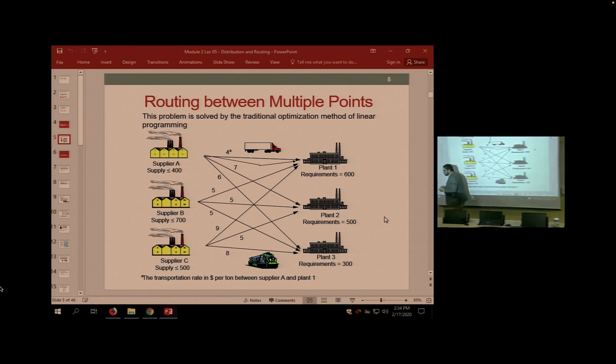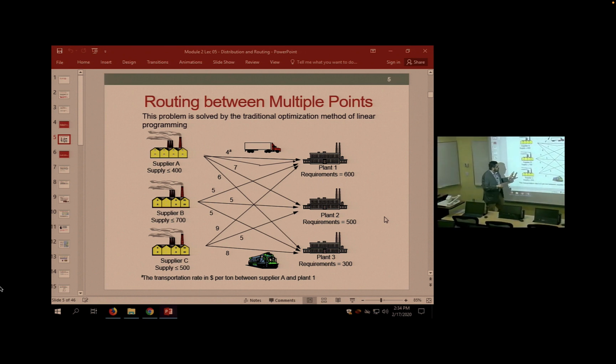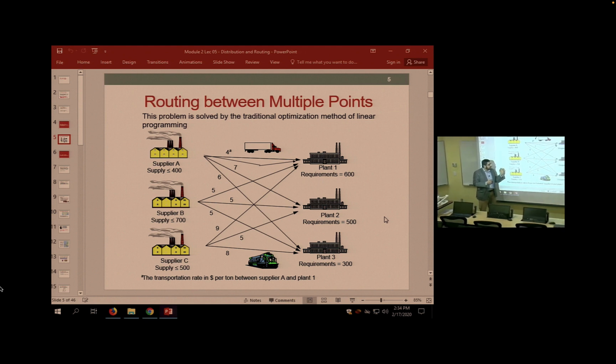So a very similar problem is solved when we are designing a logistics network. So we're not going to talk about this problem today. We will come back to it when we talk about logistics network design.